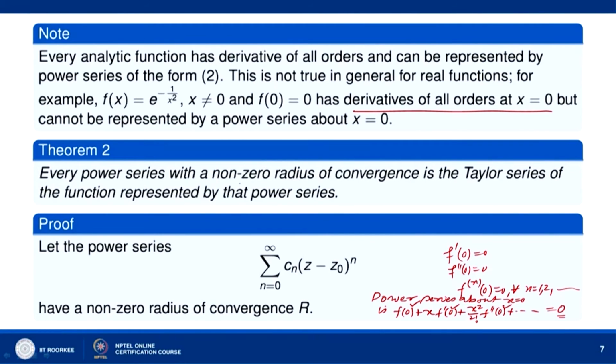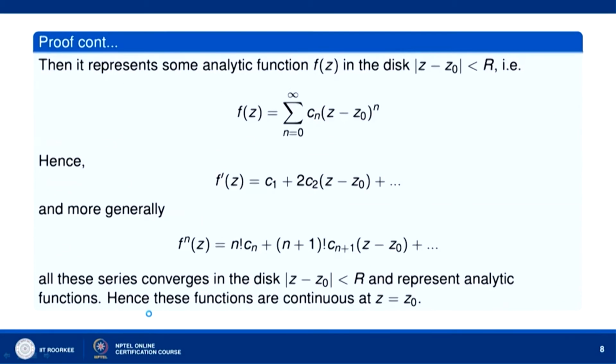Now, if you have any power series whose radius of convergence is non-zero, then it is the Taylor series of the function represented by that power series. Let us prove this. Let the power series sigma n equal to 0 to infinity c n (z minus z naught) to the power n have a non-zero radius of convergence, say given by r. Then it represents some analytic function, we know. Let us take that analytic function to be f(z), and say the region of convergence is mod of z minus z naught less than r. Then f(z) is equal to sigma n equal to 0 to infinity c n (z minus z naught) to the power n.